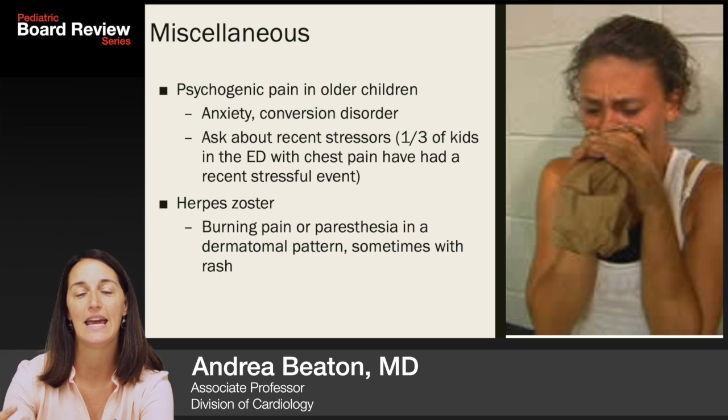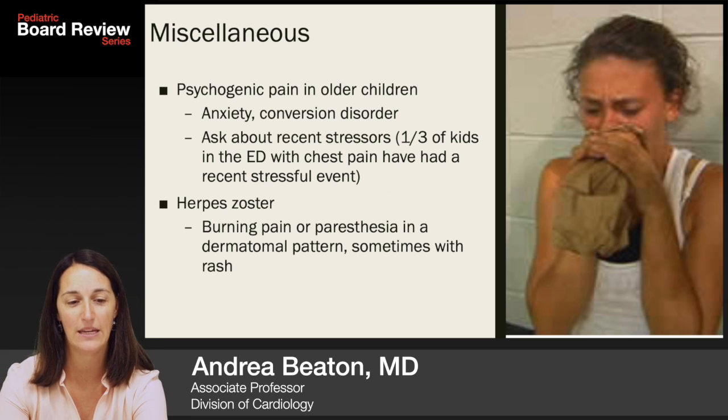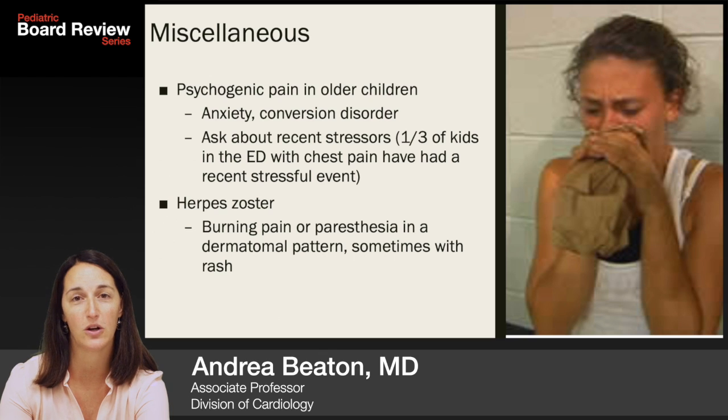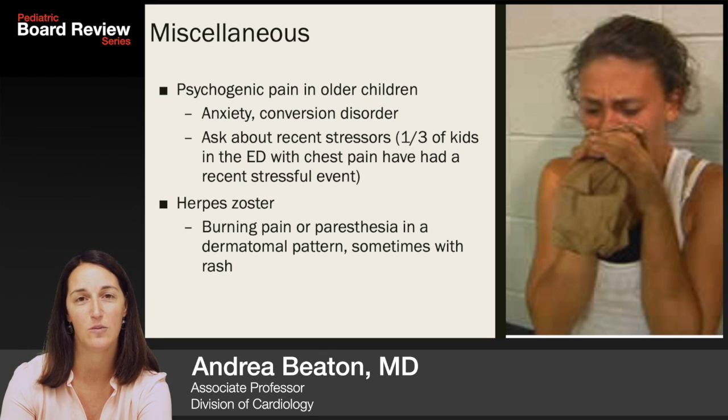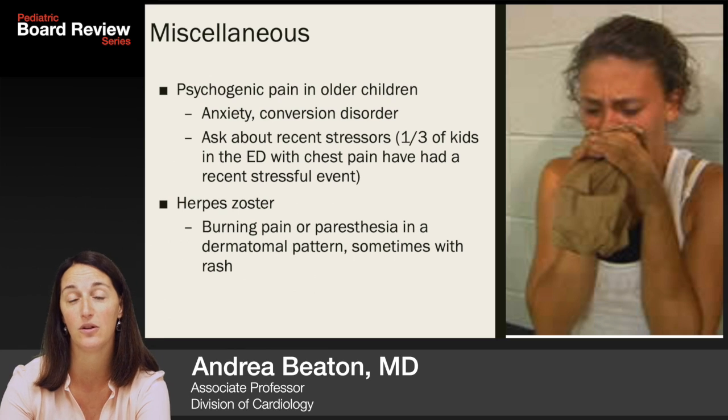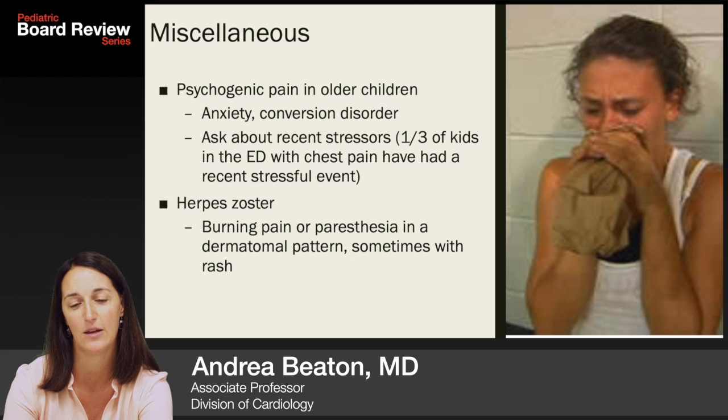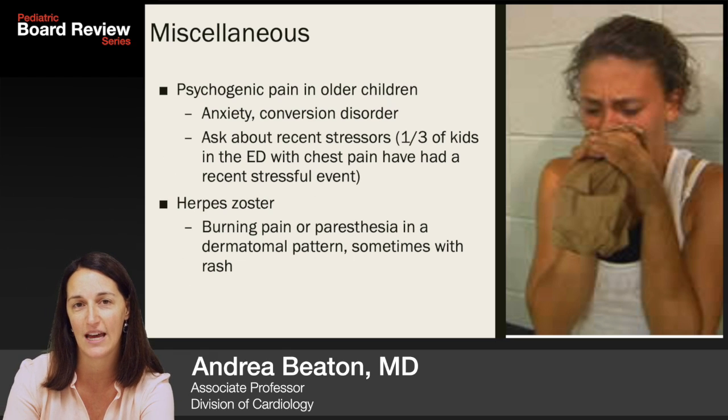Finally, there's this miscellaneous category of chest pain. Most commonly, this is going to be anxiety or conversion disorder, can be as severe as panic attacks in children. They're going to ask you about recent stressors or give you a history of recent stressors on the examination. And when physicians have done studies of chest pain in the ER, a third of children presenting to the ER with chest pain do have a history of a recent stressful event. So I think we underestimate how much anxiety contributes to chest pain in children.